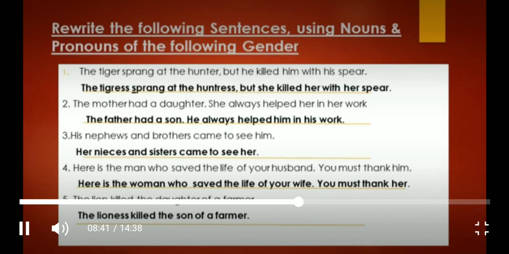Here is the man who saved the life of your husband. You must thank him. Here is the woman who saved the life of your wife. You must thank her. Number 5. The lion killed the daughter of a farmer. The lioness killed the son of a farmer.